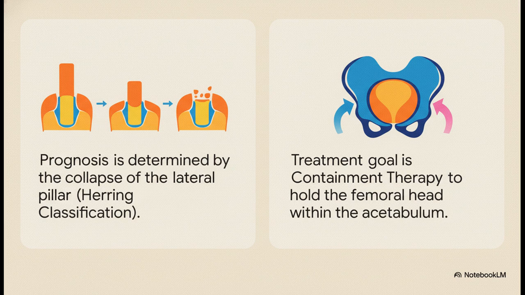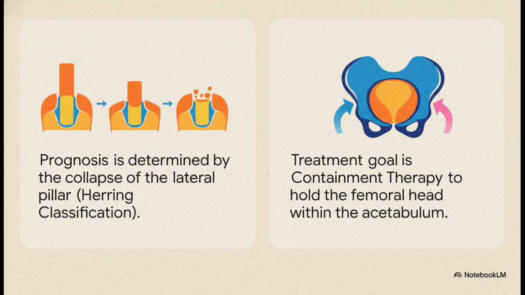For prognosis, predicting the outcome, we use the Herring classification. This system focuses entirely on the height of the lateral pillar of the femoral head during that fragmentation stage. Now, why the lateral pillar? Because it's the main weight-bearing part of the femoral head. So if it collapses, the long-term shape and function of the hip are in trouble. The more it collapses, the worse the prognosis.